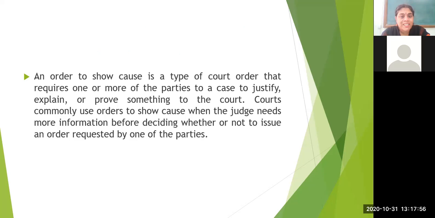An order to show cause is a type of court order that requires one or more of the parties to a case to justify, explain, or prove something to the court. Courts commonly use orders to show cause when the judge needs more information before deciding whether or not to issue an order requested by one of the parties.